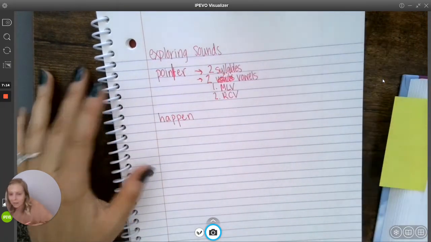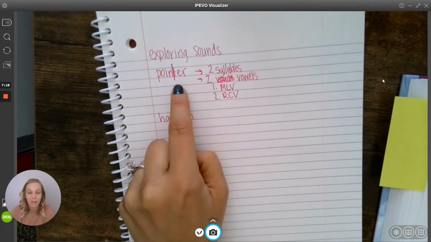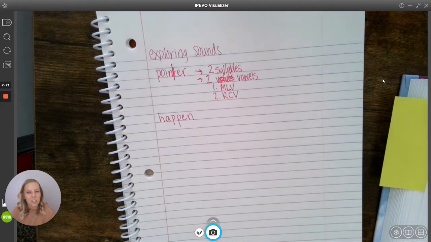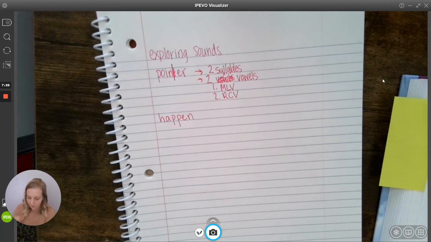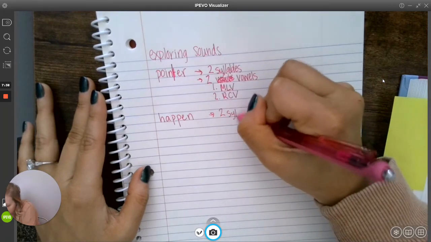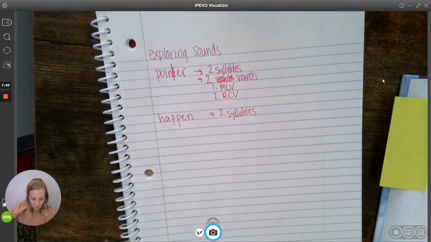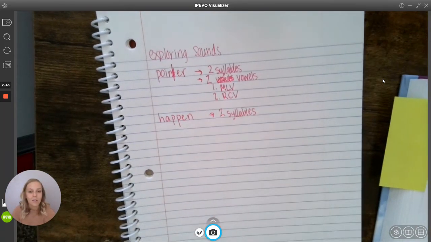I'll space out my letters a little bit more so we can write a syllable divide, not as squished in between as it was on pointer. Okay, so how many syllables are in the word happen? 2. Very good. We have, again, 2 syllables. Good.